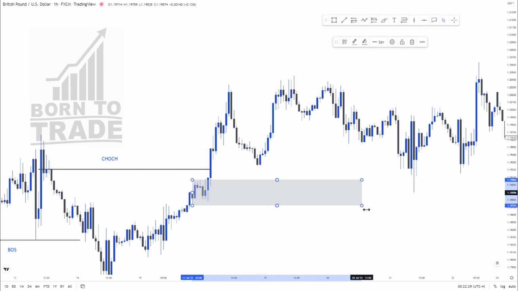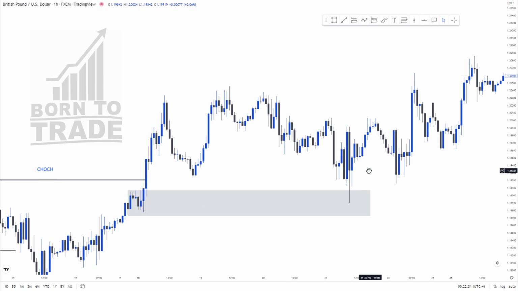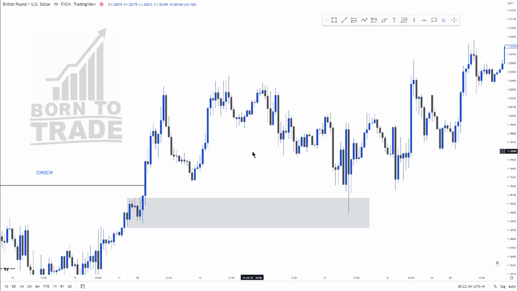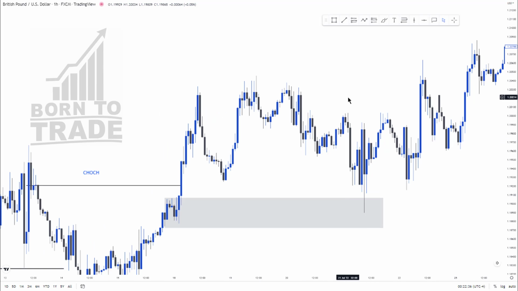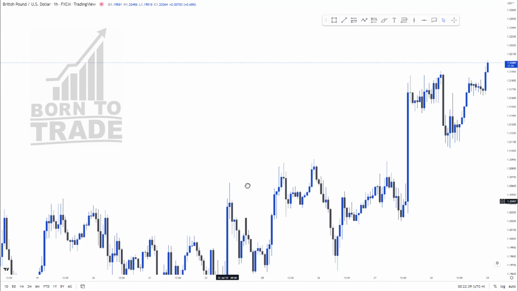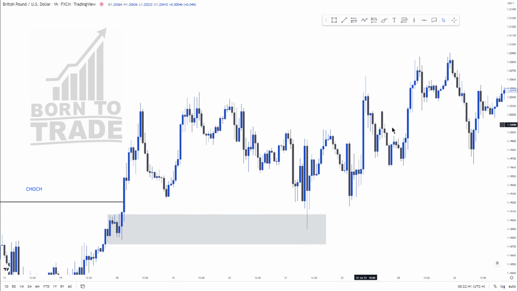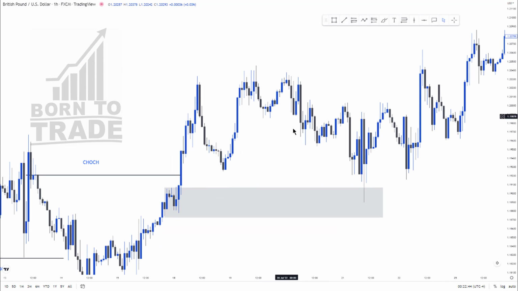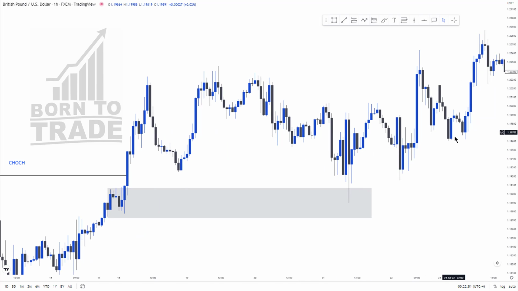Extending the zone, you can see price returns back and taps into our zone. Like I said, change of character tells you that the trend is about to change, and from there you can see the trend change and price making higher highs and higher lows, moving higher. So how can you use change of character to get involved in this trade? How can you use Choch to your advantage?